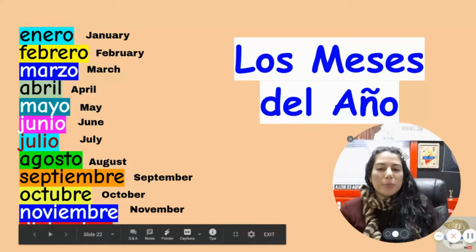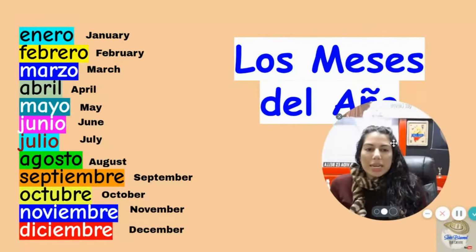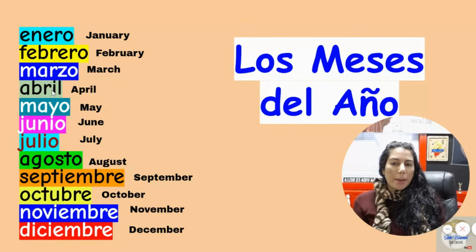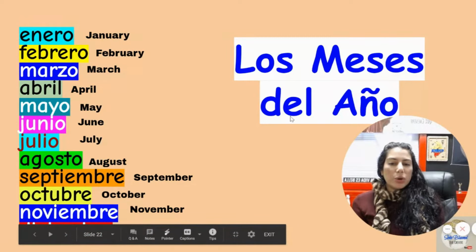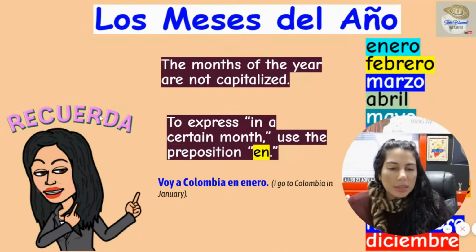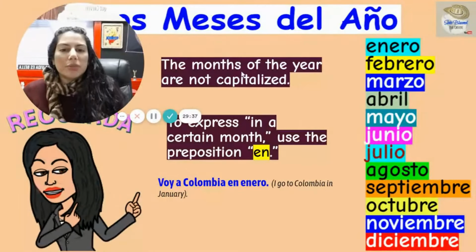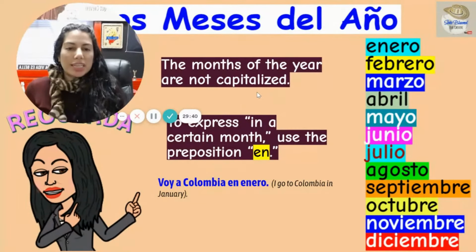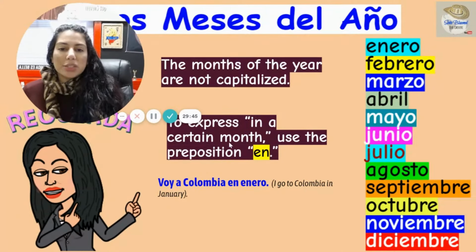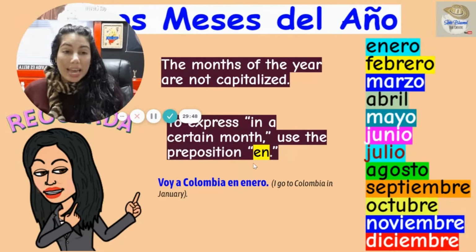Okay, and now we have los meses del año. So los meses del año, we have enero, febrero, marzo, abril, mayo, junio, julio, agosto, septiembre, octubre, noviembre, diciembre. Okay, so a few things for you to remember: the months of the year are not capitalized, again, just like the days, unlike English where you capitalize them.